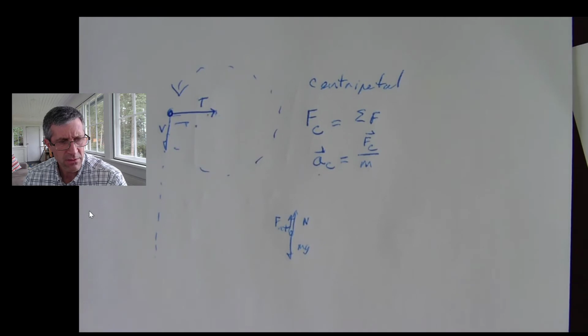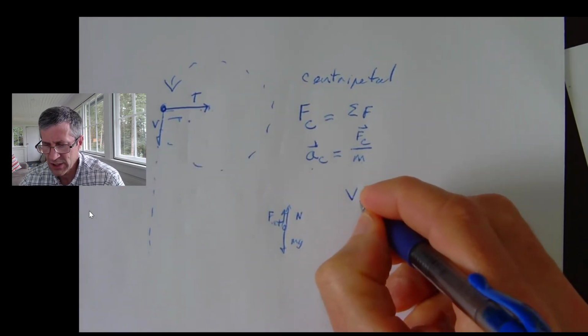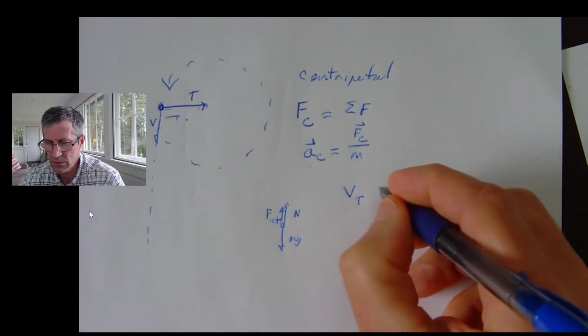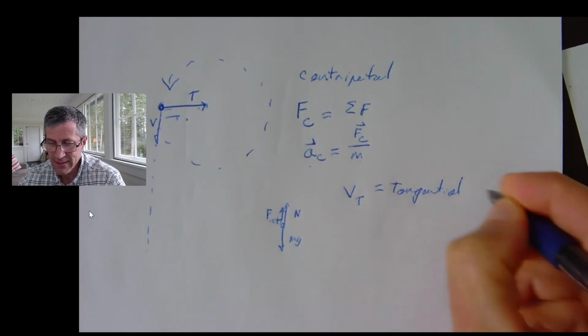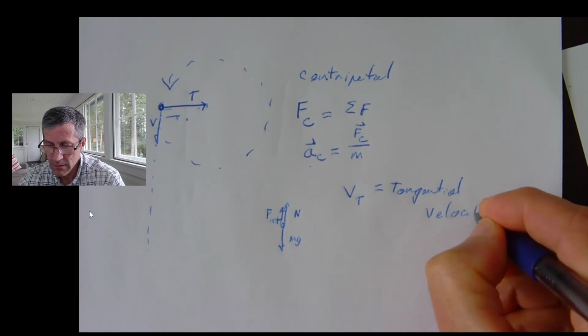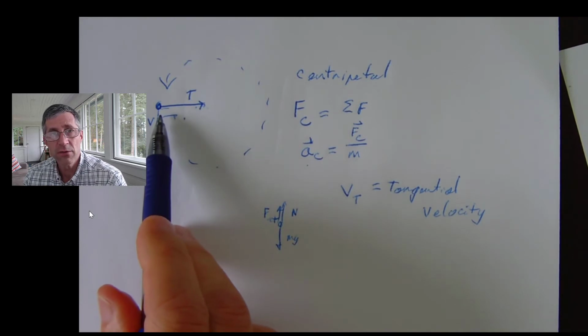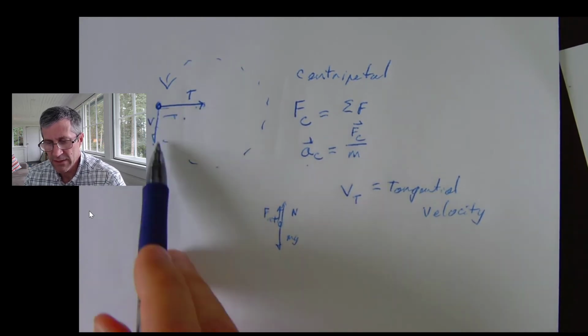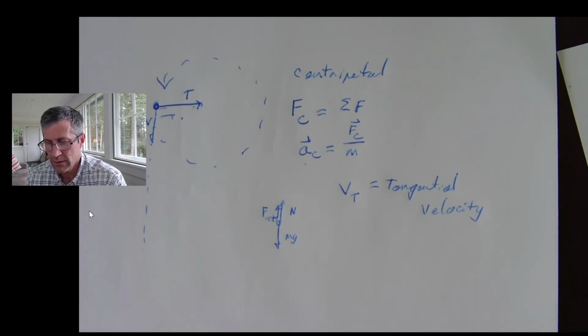Okay, a couple of key things here. So notice I put my velocity here. We'll refer to this as tangential velocity. We'll call this a t. So this is going to be tangential. So if I take an instant in time and look at the velocity that exists at that point, my velocity is going to be acting as a tangent to the circular path it's going in, and we'll call it tangential velocity.